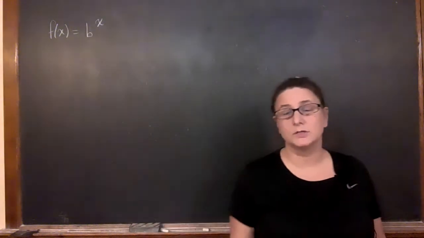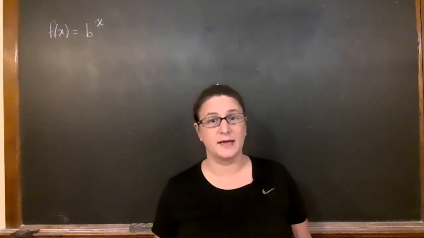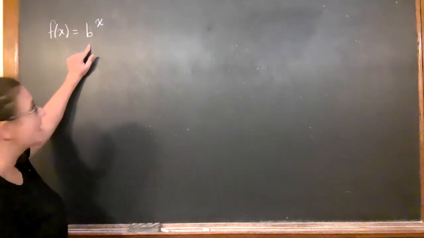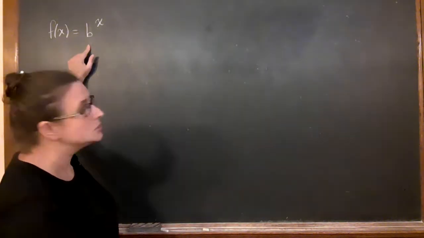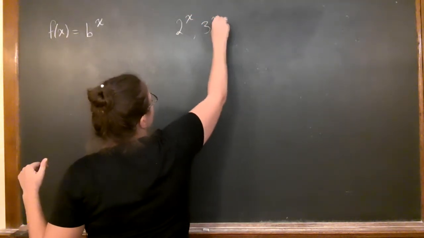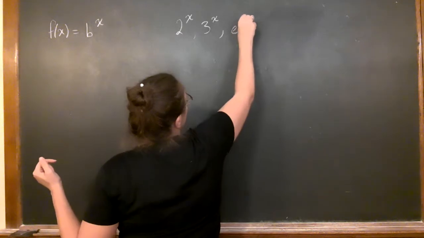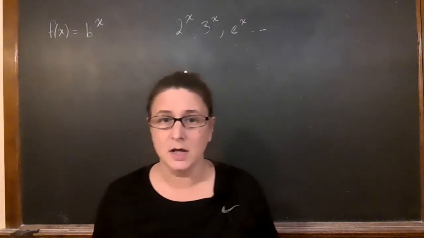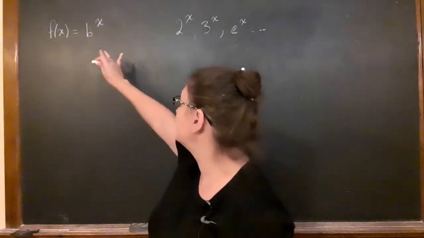The next rule we're going to talk about is how to take derivatives of exponential functions. So here I've got the most general form, f of x equals b to the x. You want to think about this as, say, 2 to the x, 3 to the x, e to the x, something like this, right? Some kind of exponential function. So b is just the base. So just to be general, we'll start with this b to the x.